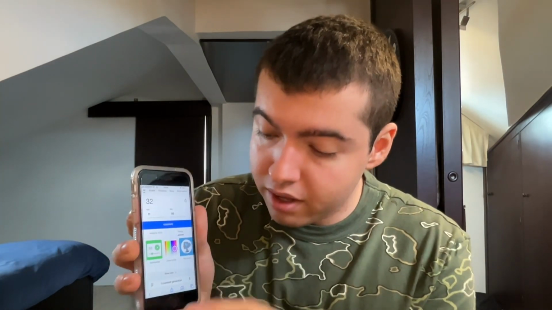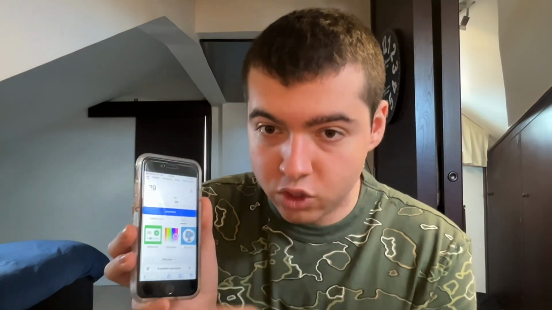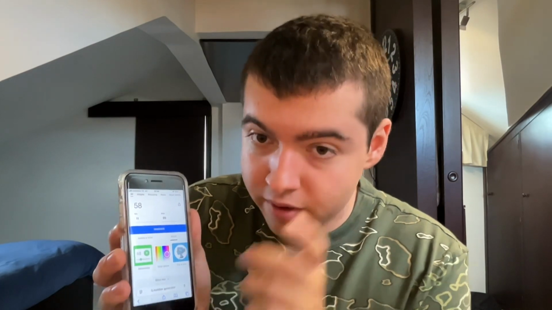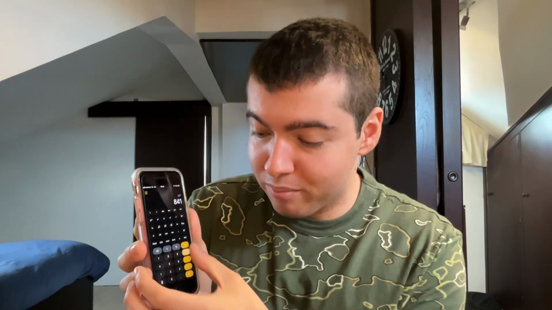There is a square button here. There we go. 32 squared is 1,024. That's nice and easy. That's also 2 to the power of 10. 29 squared is 841. There we go. And one more number. 58 squared is 3,364. In fact, you can take the answer I previously got and multiply it by 2 squared to get that, or you can do this and get 3,364.